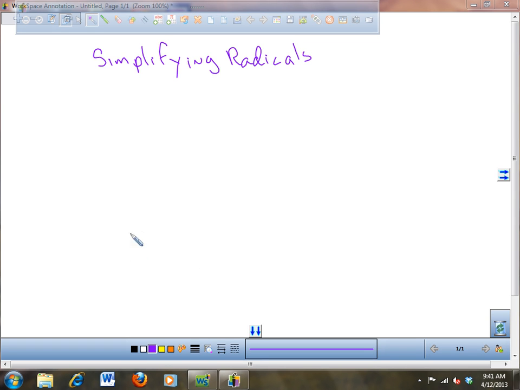Today we're going to talk about simplifying radicals. A radical expression is something that goes under a square root sign. All right? So this thing is called a radical. So if you had something like the square root of 36, that's called a radical. Okay? A radical expression. Who knows what the square root of 36 means?